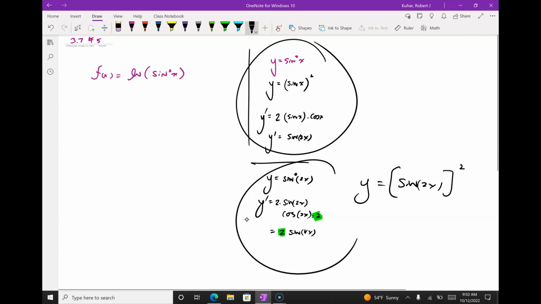Yes, so this is my identity. If I have 2 times sine theta times cos theta, that's an identity for sine of double theta. So my original theta was 2x, so when I double it, I get 4x.